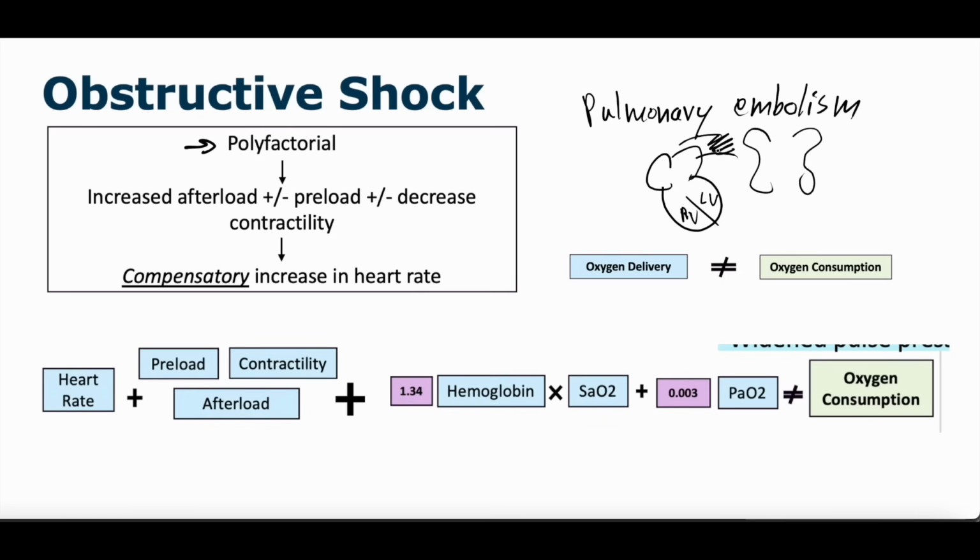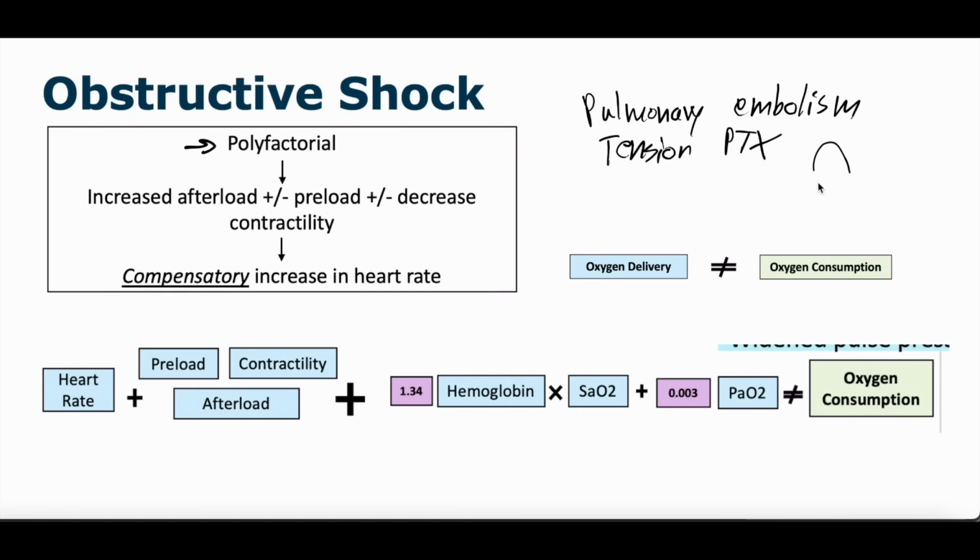If we have a huge pulmonary embolism in this pulmonary vasculature, that right heart can't squeeze, and you go into right heart failure or obstructive shock, all right? Another one here is going to be tension pneumothorax, or PTX.